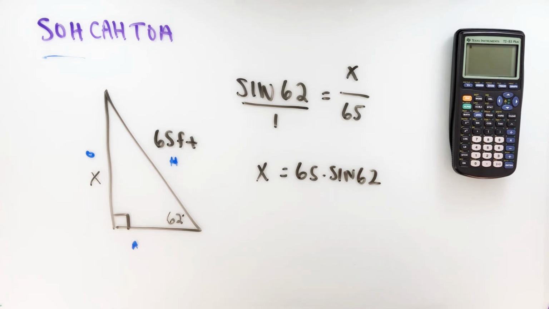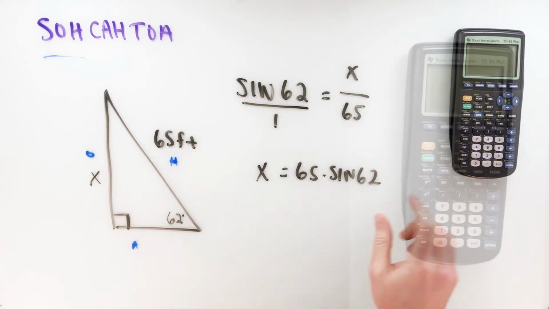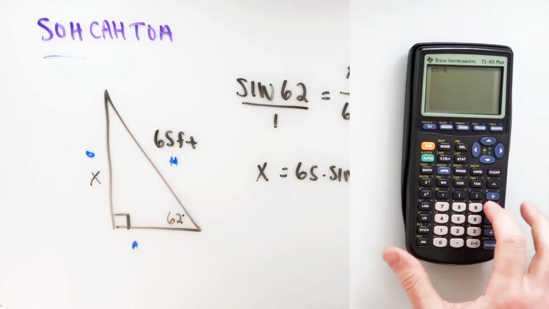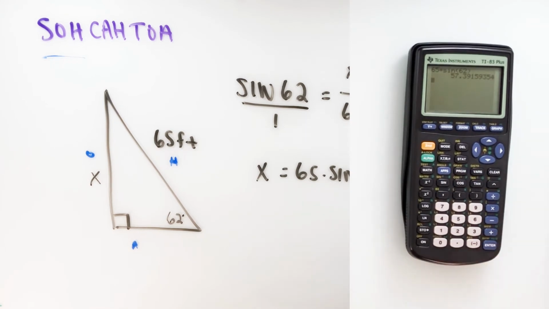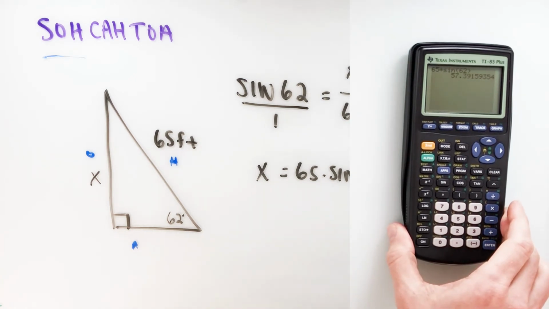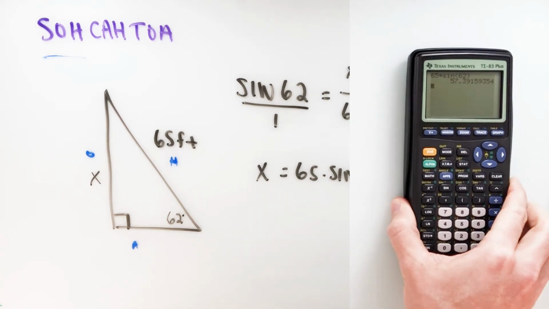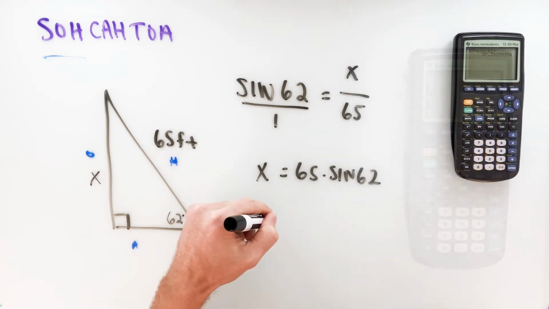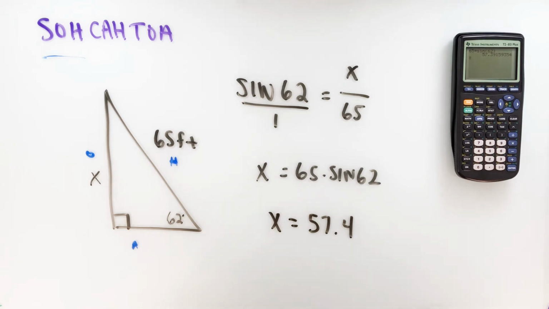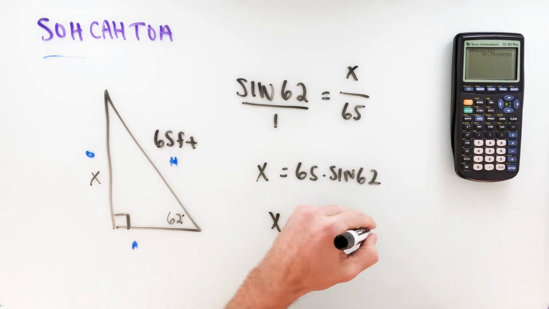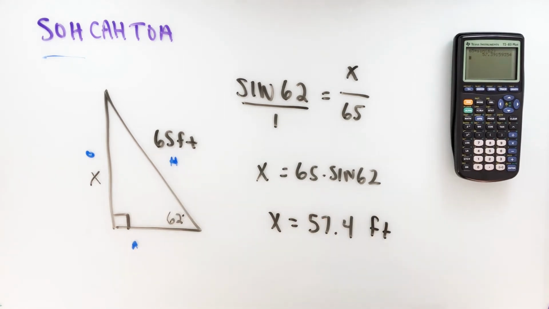And at this point, this is where I go to my calculator. I'm going to type in 65 times sine 62. And we can see we've got about 57.4. So x equals 57.4. Always check your rounding. Again, check your instructions, see what you're rounding to, and check your labels. This time we're in feet. So I've got 57.4 feet.